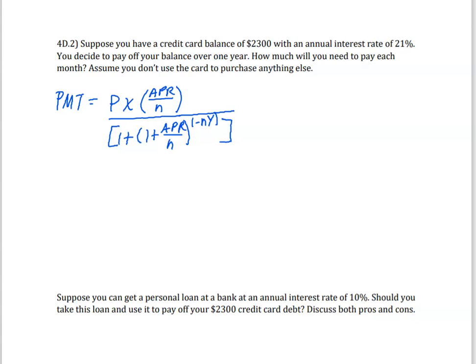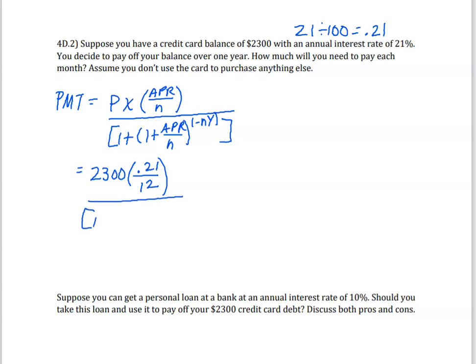Okay, so what we know about this situation is that we have a balance of $2,300. So that would be our principal. And then we have this APR, and when we're writing the formula, I don't like putting that x there because it makes it look like it's a variable. So we've got this APR of 21%, and we can't write it as a percent, so we need to divide it by 100 and make it a decimal. So 0.21. We're going to divide this by 12 because we're making monthly payments. So that's the number of times it would happen per year.